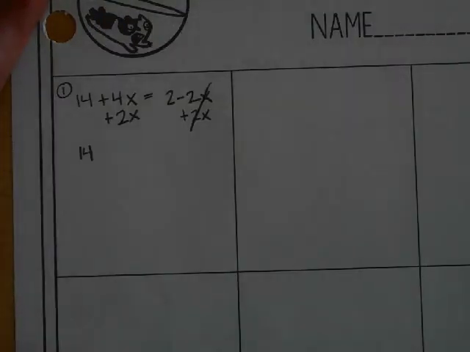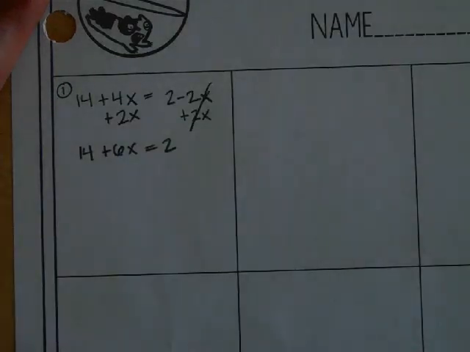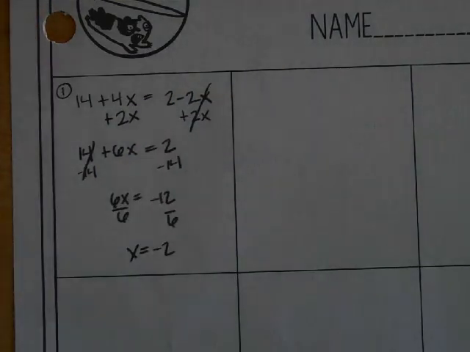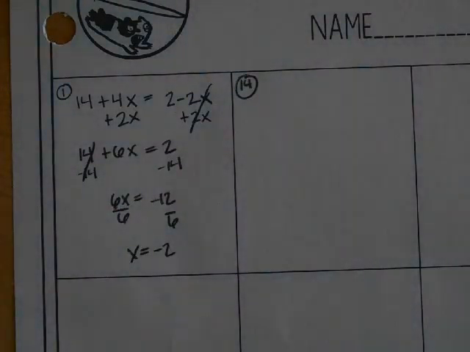So we have 14 plus 6x equals 2. Okay, then what do I do? Subtract the 14, and I have 6x equals negative 12. X equals negative 2. Okay, so we should be turning to what page? Somebody go ahead and turn to page 2, because we want to see what happens if you get it wrong.